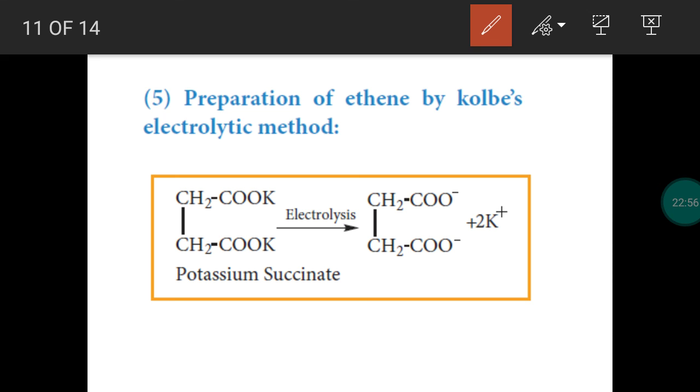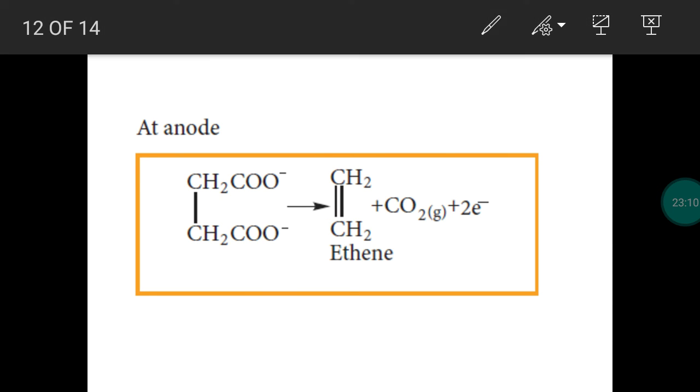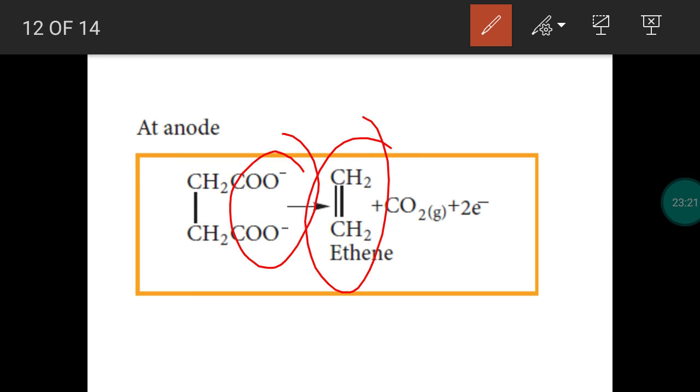So we do the electrolysis process. The reaction is carried out in an electrolytic cell. As we expect, alkene is liberated at the anode. First step, succinate ion will be formed. Next step, succinate ion will undergo decarboxylation. Carbon dioxide removal is called decarboxylation. So ethene will be liberated at the anode. This is the decarboxylation process.